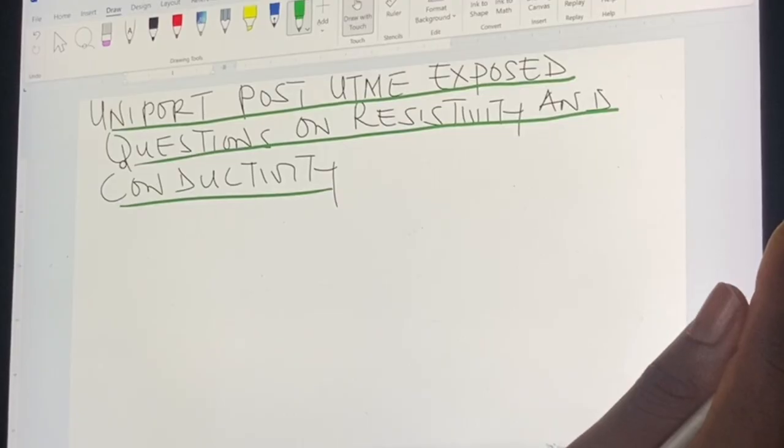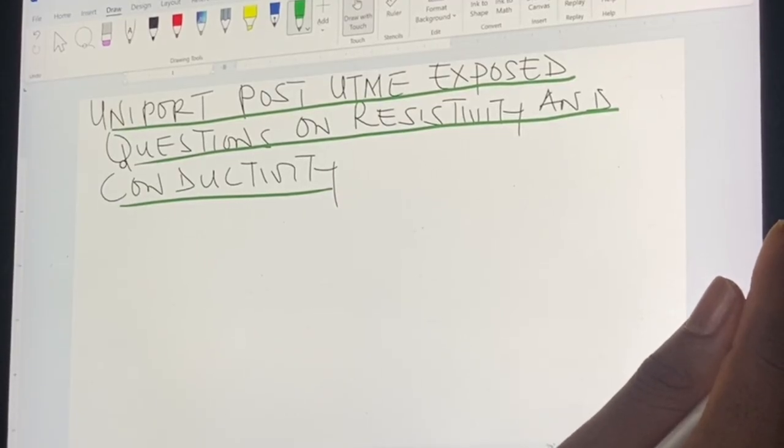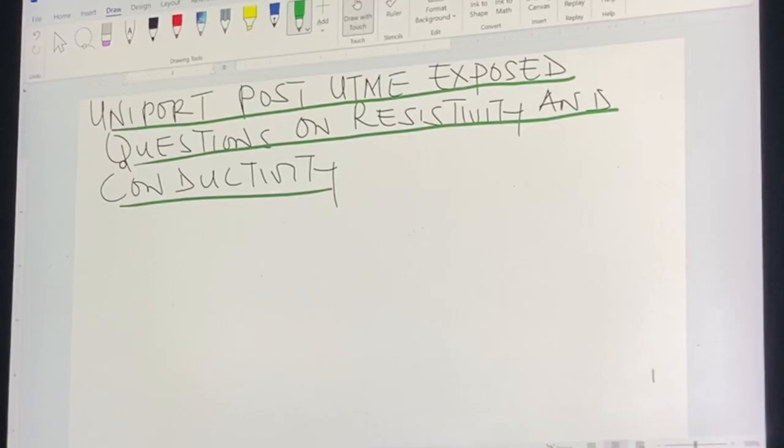In this video, we're going to focus on Uniport post-UTME exposed questions on resistivity and conductivity. Resistivity and conductivity. Let's know what resistivity is. Please write, let's take a note here.